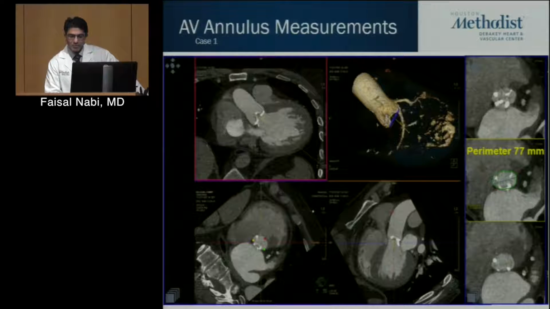Part of the TAVR planning process is to measure an aortic valve annular perimeter or an area for sizing of your TAVR device. Interesting, if you look closely here, you'll see a shelf of calcium sticking out into the LVOT, similar to what our last presenter also showed. That's important to identify for the interventionalist. Here we were able to get a perimeter of about 77 millimeters, which I think translates to a CoreValve device size between 26 and 29.